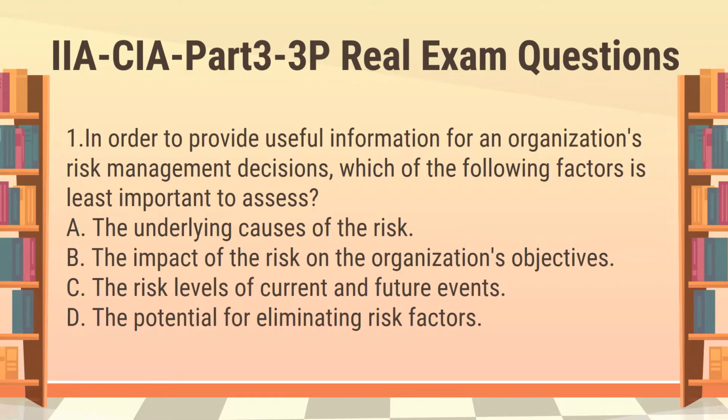1. In order to provide useful information for an organization's risk management decisions, which of the following factors is least important to assess? A. The underlying causes of the risk. B. The impact of the risk on the organization's objectives. C. The risk levels of current and future events. D. The potential for eliminating risk factors.